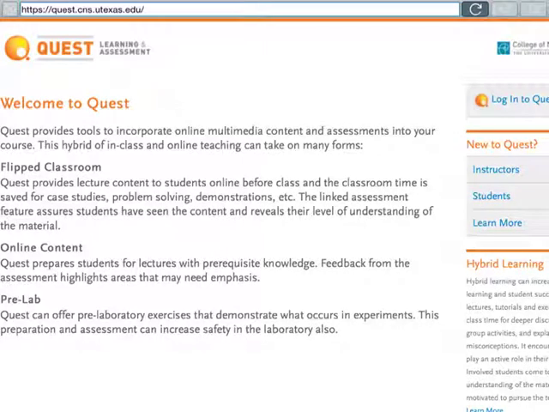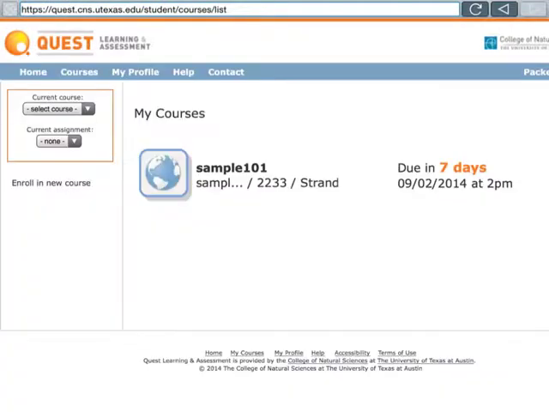So this tutorial is about how you log into Quest, how you find an assignment once you've found a course, and then how you enter numbers for your answers and how you know whether the answers are correct. So once again, to get to this screen, if you Google Quest Online Learning or Online Homework, this should be the first one that comes up. And then you would log into Quest using your login, and I had already logged in.